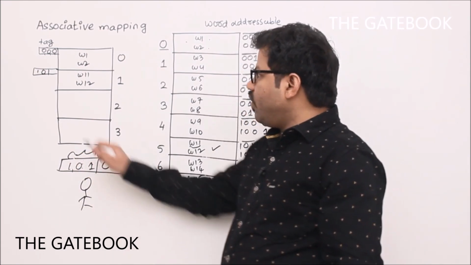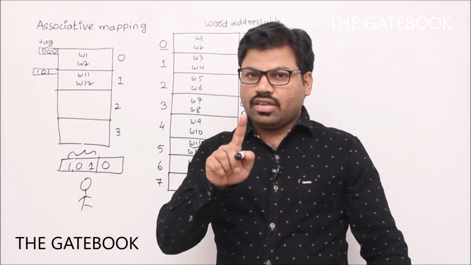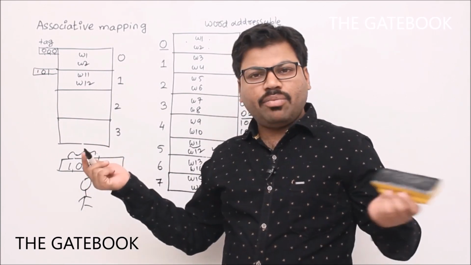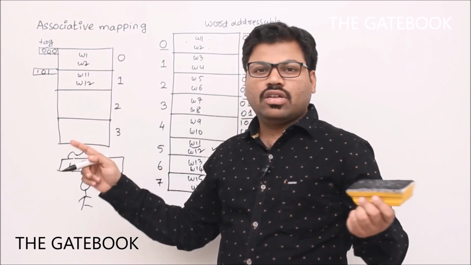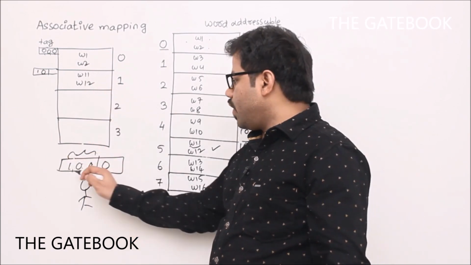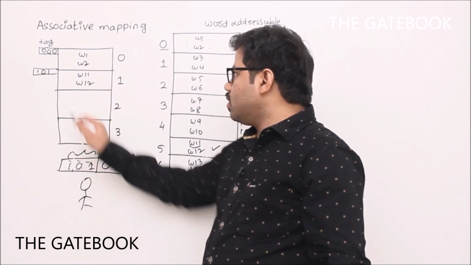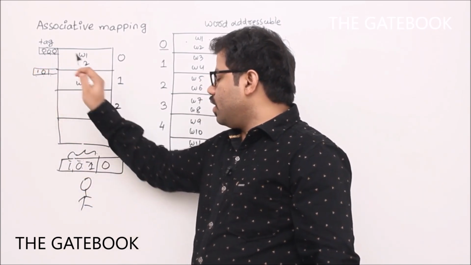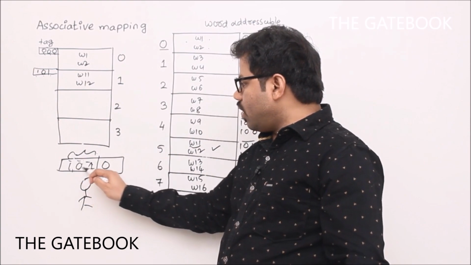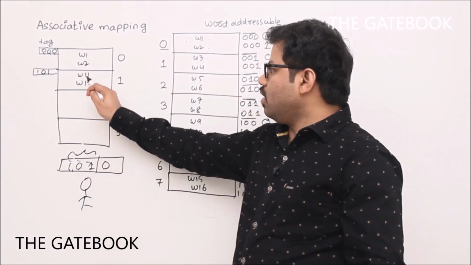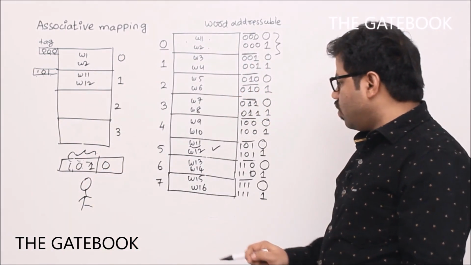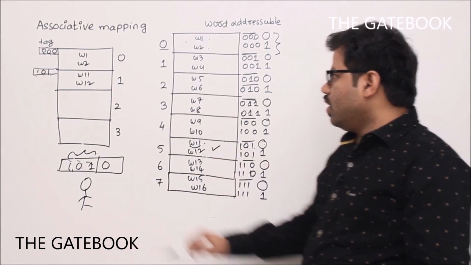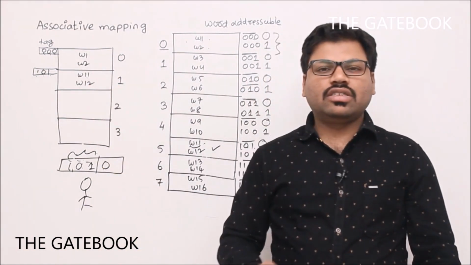Now we'll search every tag, because this memory word can go anywhere. If it is anywhere, meaning any cache block, we don't know, so we have to search. That's why we use this tag 101 and search here. 000, no. 101, yes. That means definitely 1010 is present in the cache. If you have a doubt, you check it out. What is 1010? 1010 is nothing but W11. Yes, W11 is available.